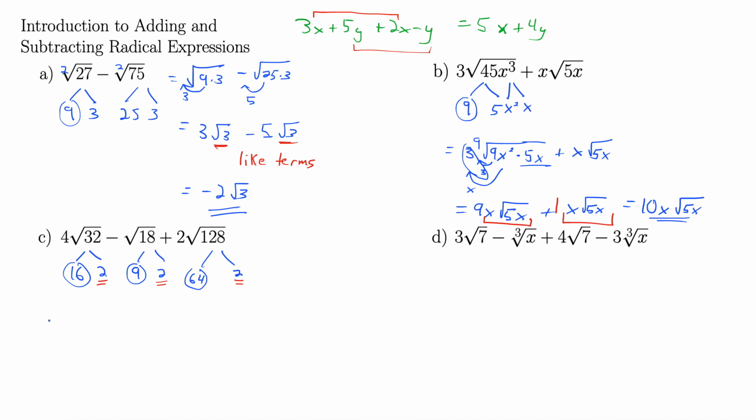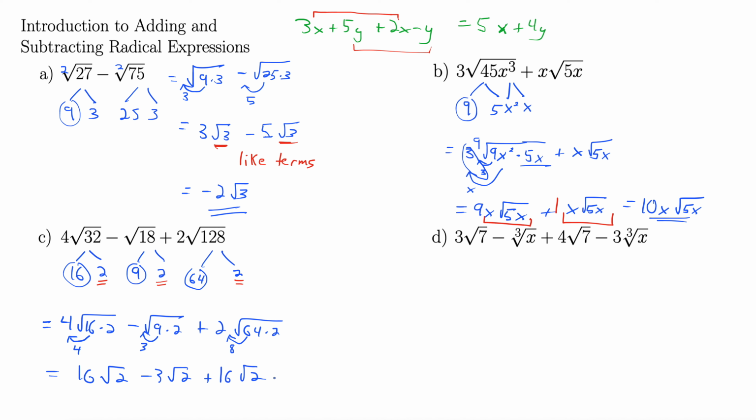Rewriting this a little then gives us 4 rad 16 times 2 minus rad 9 times 2 plus 2 rad 64 times 2. Well, 16 is 4 squared, so out comes a 4. Combining it with the 4 that's already out there gives 16 rad 2 minus, all right, 9 comes out as a 3, 3 rad 2, plus 64 comes out as an 8. 2 times 8 is 16. 16 rad 2.